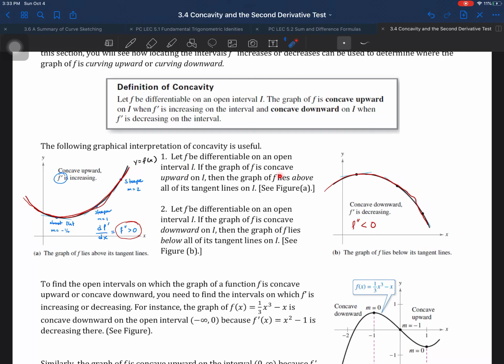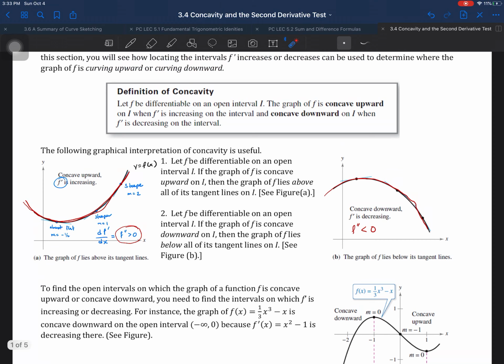If the graph of f is concave upward on I, then the graph of f lies above all of its tangent lines. Let f be differentiable on an open interval I. If the graph of f is concave downward on I, then the graph of f lies below all of its tangent lines on I. So we see how the graph lies always below these tangent lines.